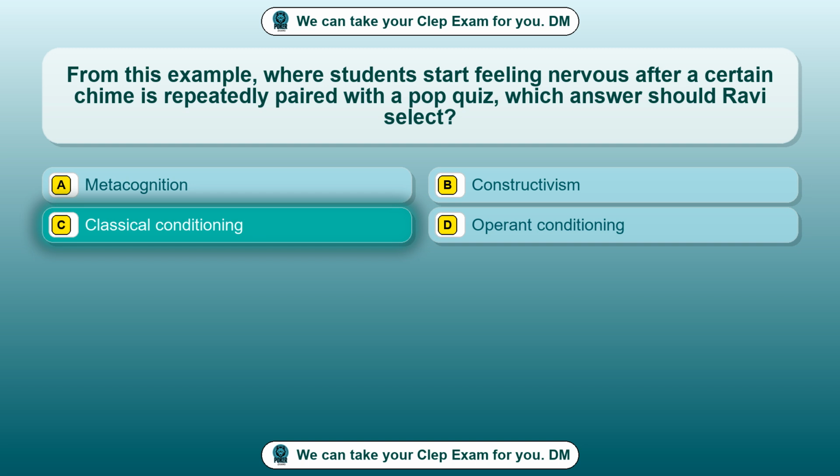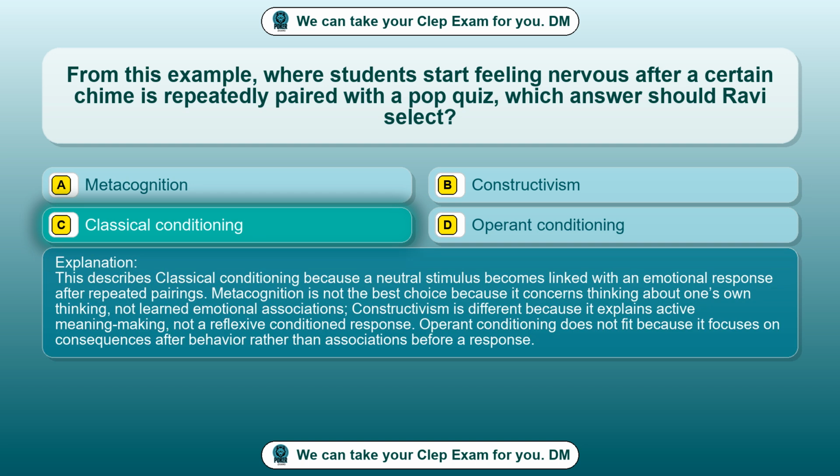Classical conditioning. This describes classical conditioning because a neutral stimulus becomes linked with an emotional response after repeated pairings. Metacognition is not the best choice because it concerns thinking about one's own thinking, not learned emotional associations. Constructivism is different because it explains active meaning making, not a reflexive conditioned response. Operant conditioning does not fit because it focuses on consequences after behavior rather than associations before a response.